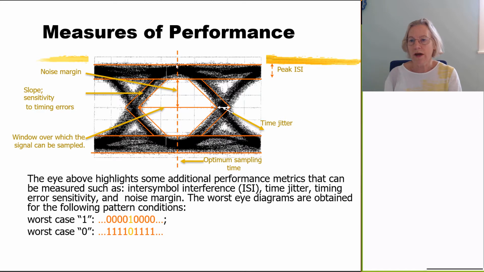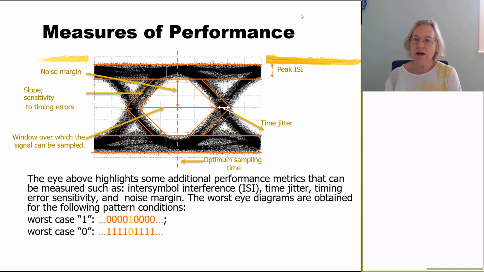So there are various measurements that we can make in the eye to quantify the quality of the signal from this very simple measurement technique. For instance, there's part of the eye opening, which we refer to as the noise margin, and some other measurements that show what the sensitivity to errors and the timing might be in our signal.